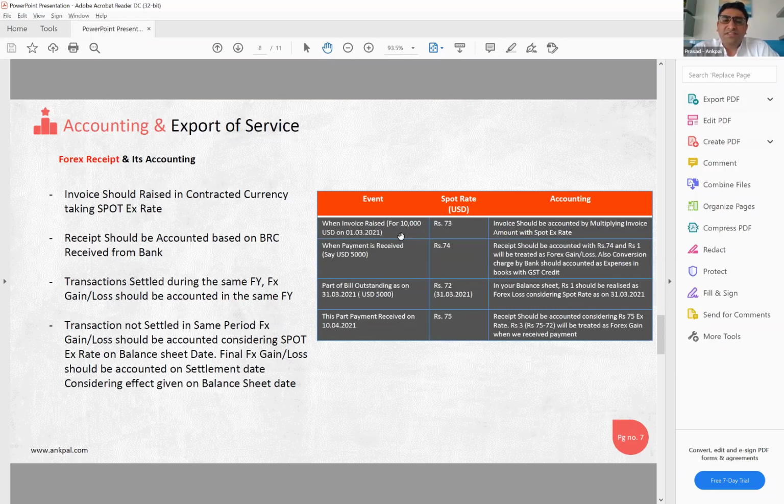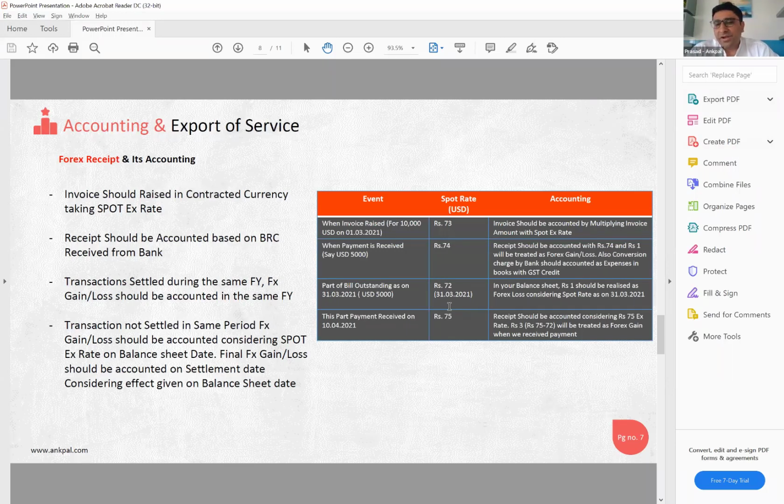Now, out of this 10,000, 5,000 is outstanding in my books of accounts as on 31st of March. At that time, the rate is 72 rupees. So for this part of 5,000, I have to book 1 rupee as a loss as of 31st of March. And I received the balance 5,000 on 10th of April. At that time, the rate is 75 rupees. Now on March, I considered the rate of 72, so I have to book the Forex gain of 3 rupees, between 72 and 75. I have to take the base rate as of 31st of March to account for my Forex gains and losses.